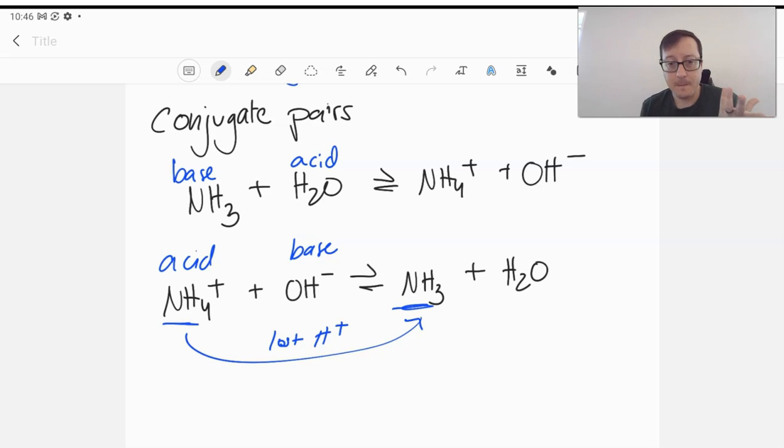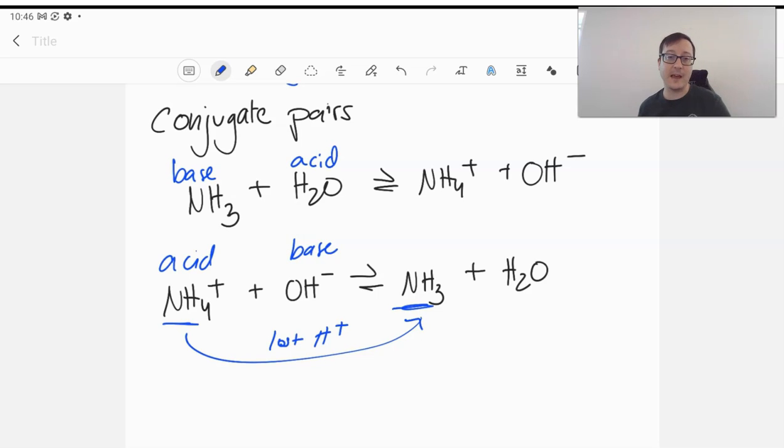What do we notice? Well, we see that what was our base in the forward reaction, the ammonia, became the acid in our reverse reaction. So once we made the product of the ammonium, ammonium can act as an acid. And so how do we deal with this? What sort of terminology do we have to explain what's happening here?